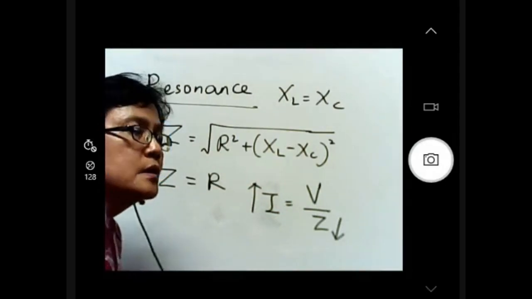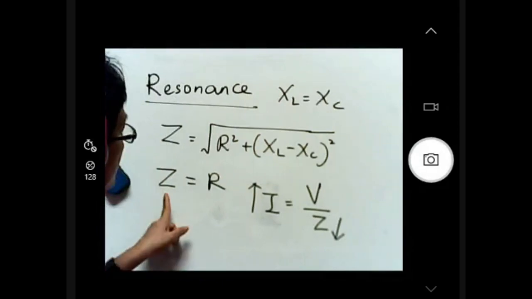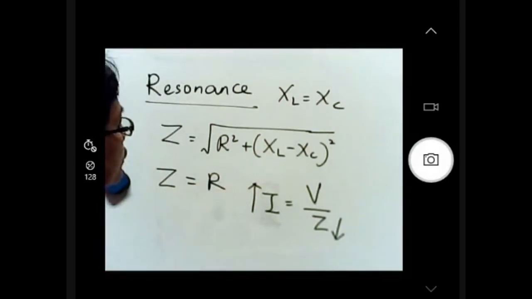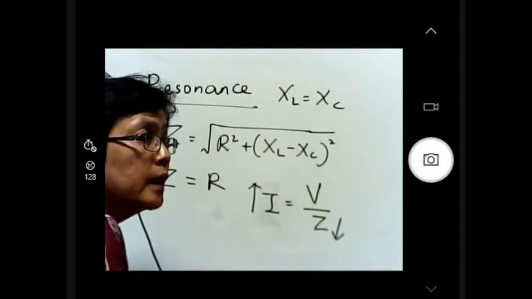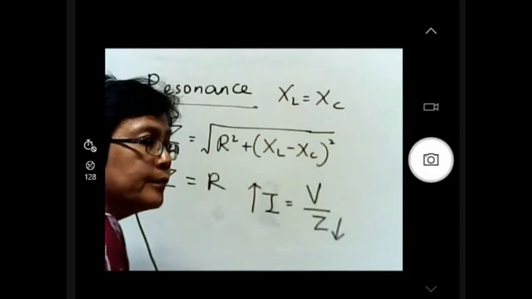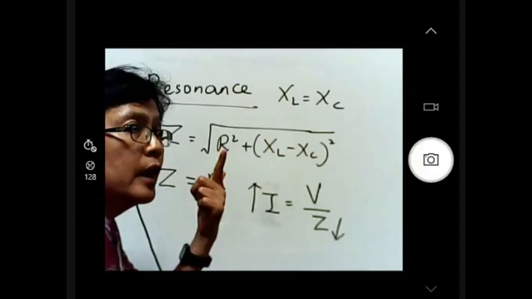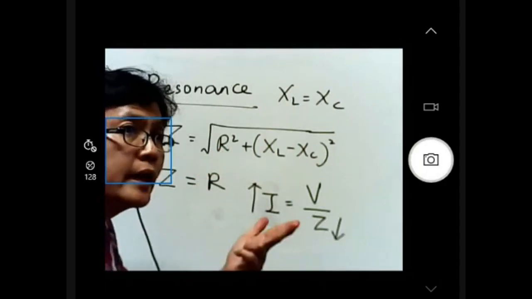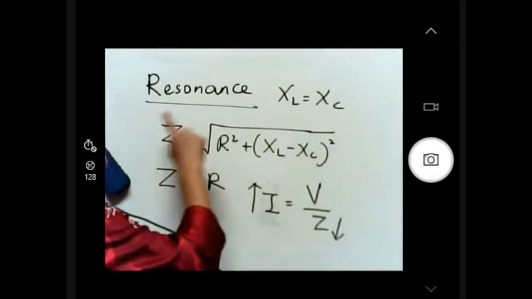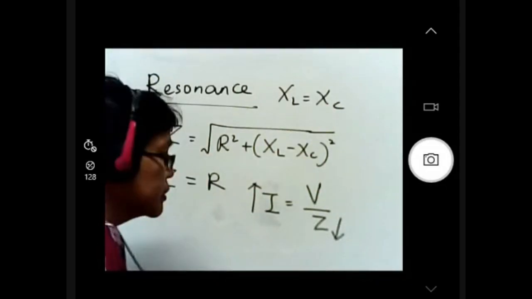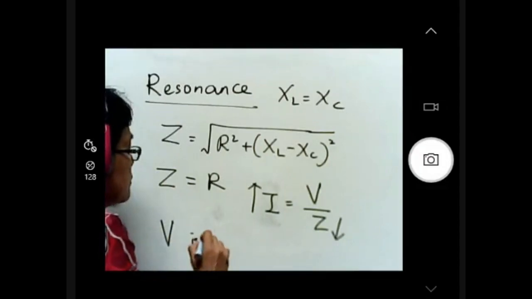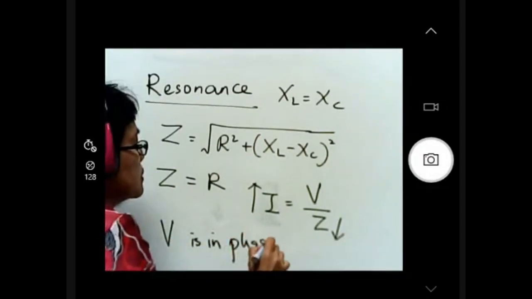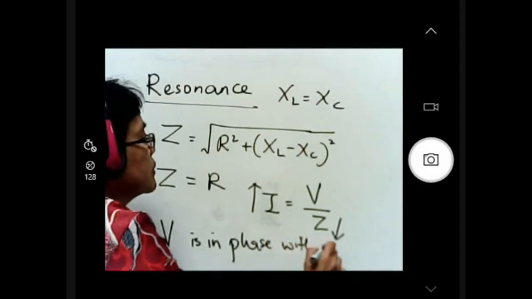So current will be maximum at resonance. And if impedance Z equals R, then we find that the source voltage, which is usually not in phase with current for an RC circuit, an RL circuit, or an RCL circuit, is in phase with current when resonance occurs for the RCL circuit.